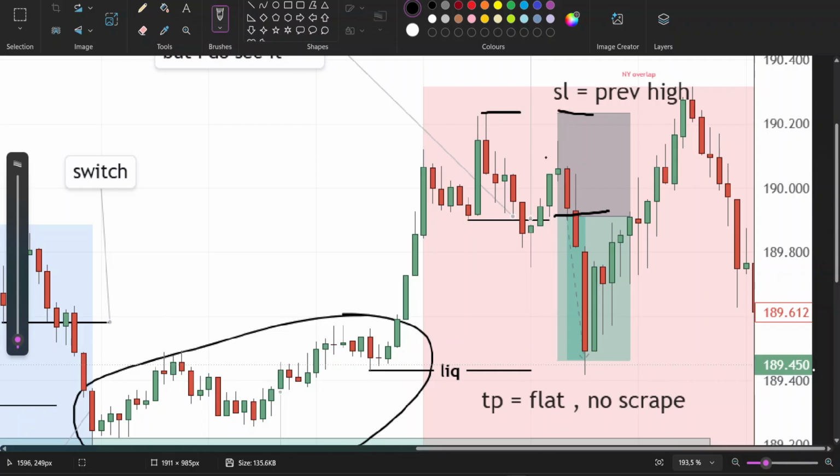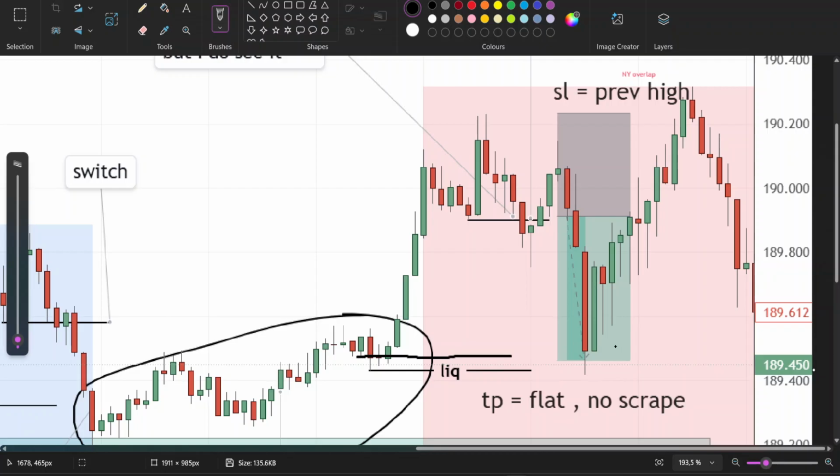If the signal was piercing this, meaning it touches the high, it scrapes through with a pin or whatever, then I would touch the low with the trade. In this case, we don't have that, so the TP is at the flat bottoms like this, and that is why it's here.